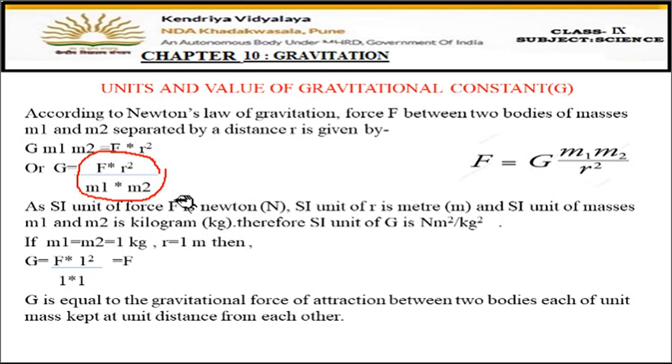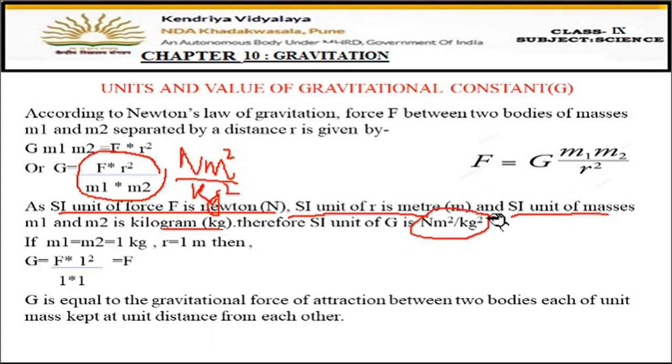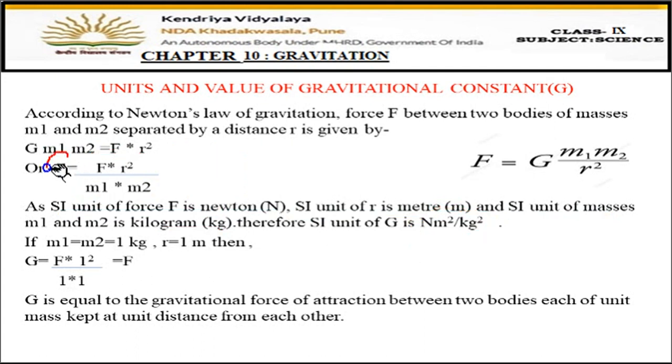Fine. Now we have to see the units. The SI unit of force is Newton, so in place of F you write Newton. The SI unit of r is meter, since distance is measured in meters. Masses are measured in kilograms. So what is the unit now? F means Newton, r squared means meter squared, and there are two masses, so kg squared. So Newton meter squared upon kg squared is the unit for gravitational constant G. You have to learn this unit.